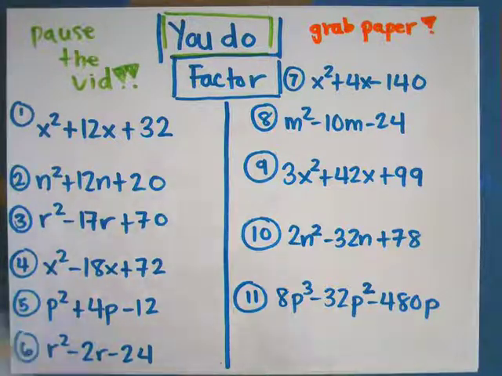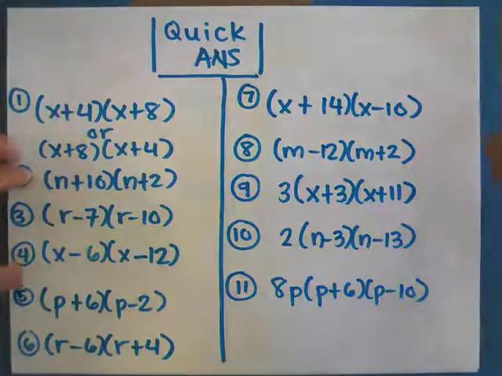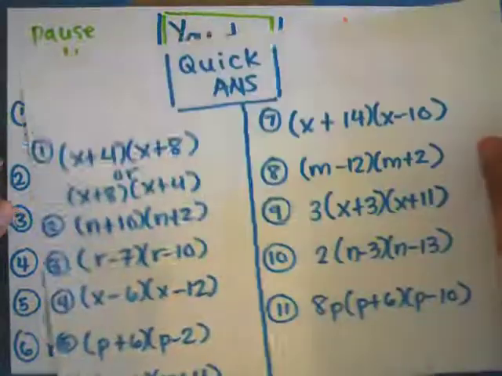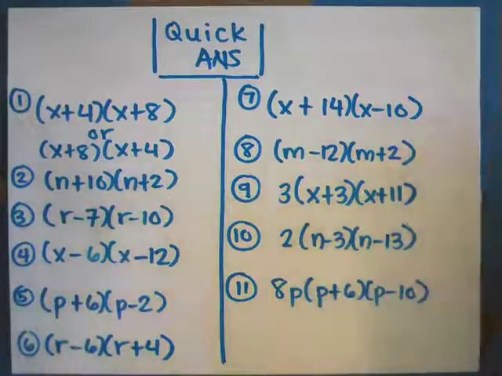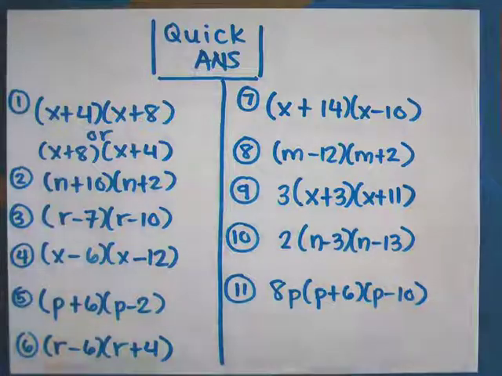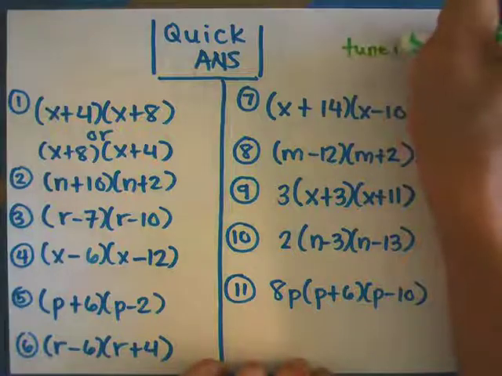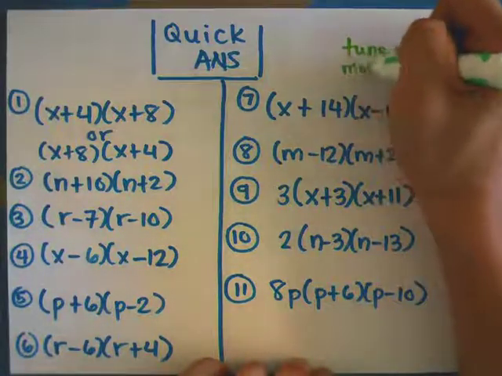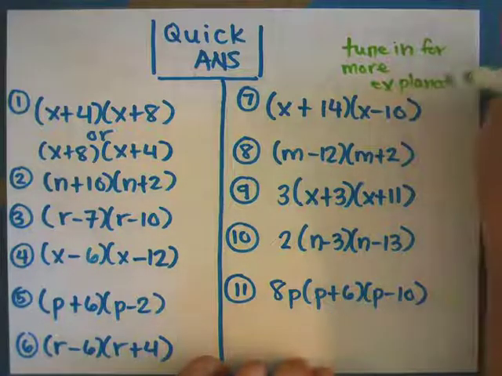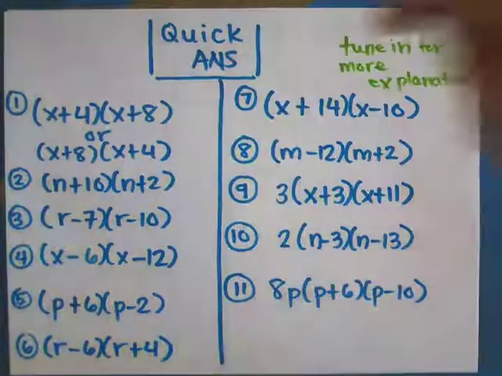Okay, here are the quick answers for these. So for number 1, x squared plus 12x plus 32, your answer could either be x plus 4 times x plus 8, or that. So check out your quick answers. If you need a little bit more explanation, tune in. I'll go through each one of them step by step a little bit for all of them. Those are your quick answers.